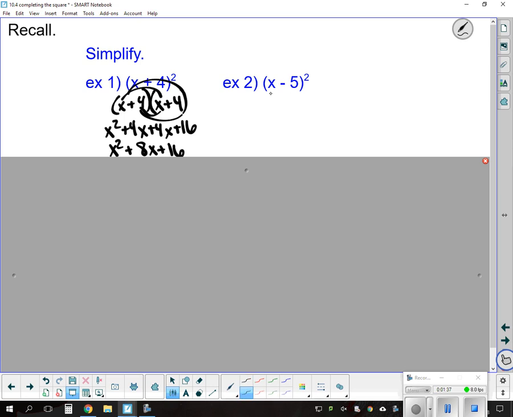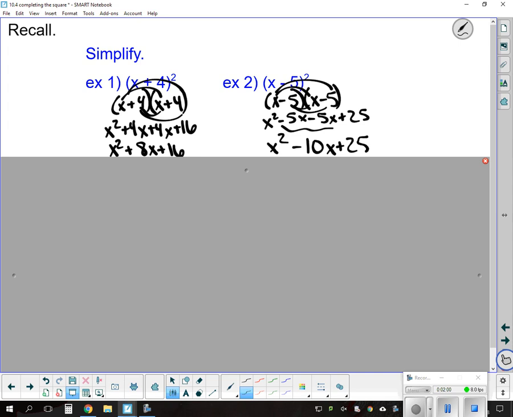Same idea over here. Can't distribute the square, so we have to write it out twice and multiply it together. We get x squared minus 5x minus 5x and plus 25. Again, we have some like terms in the middle there, so we're going to combine those, and we get x squared minus 10x plus 25.